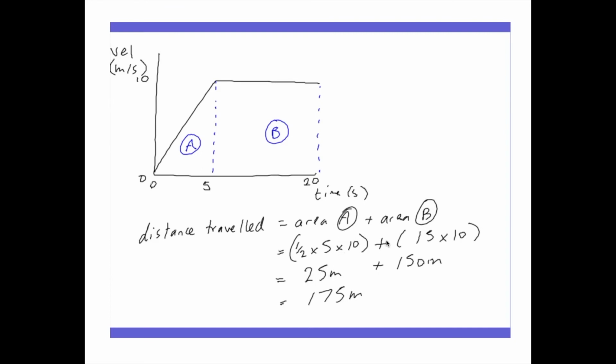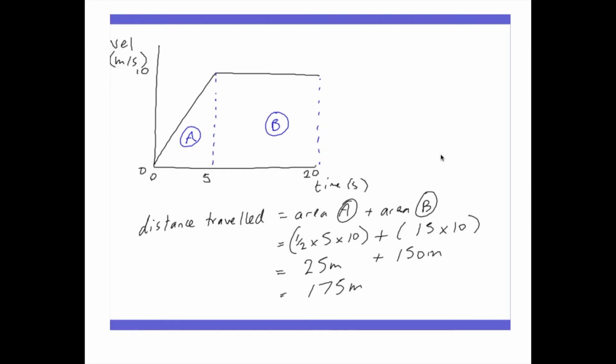Now you've got to add that to the area of the square, but be careful. The base of the square is not 20 because the square didn't start until 5. So it's from 5 to 20, so the base is 15, and multiply that by the height, which is 10. So there we go, 15 times 10, the base times the height, that's 150. Now add them together: 175 metres.